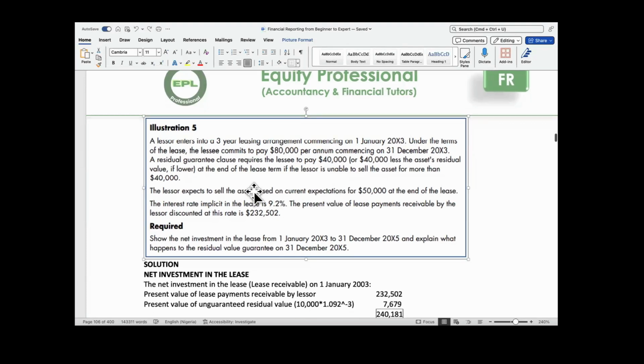But if you look at the next paragraph, they said the lessor expects to sell the asset based on current expectation for 50,000. That means that the lessor believes he can get much more than what the lessee has guaranteed him. He believes he can get 50K. That means there is an unguaranteed residual value of 10,000, which is the 50K minus the guaranteed, that the lessor needs to consider.